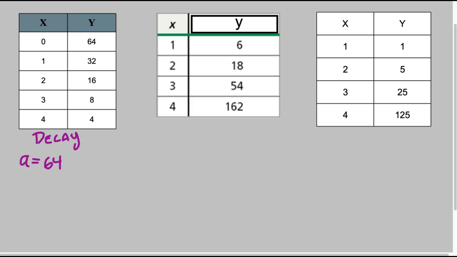A is 64. What about B? B is, ooh, good. B is a half. Very good. How do we get a half? You can take 4 divided by 8. You can take 8 divided by 16. You can take 16 divided by 32. You can take any y divided by the y before that, as long as you know for sure it's an exponential relationship, which is what we're given.